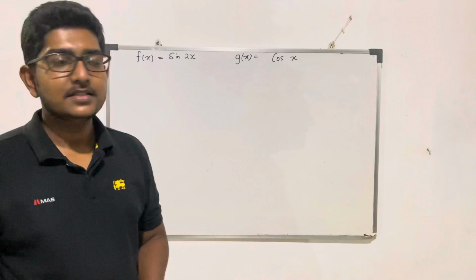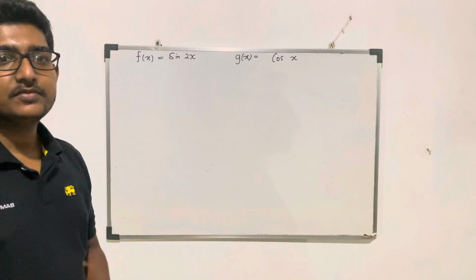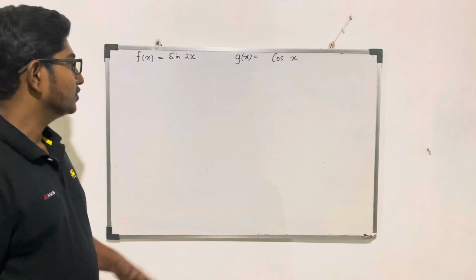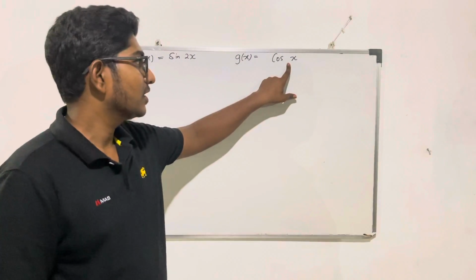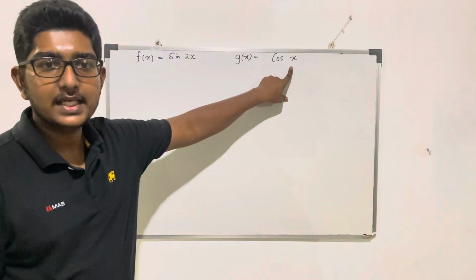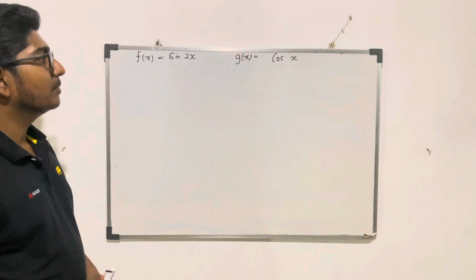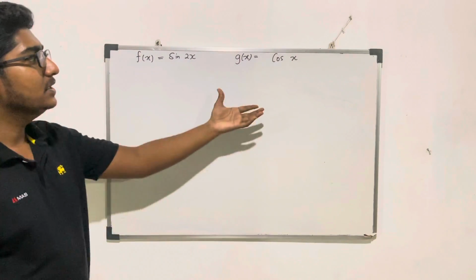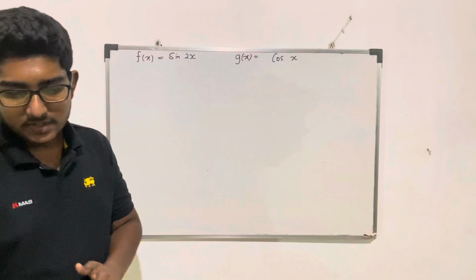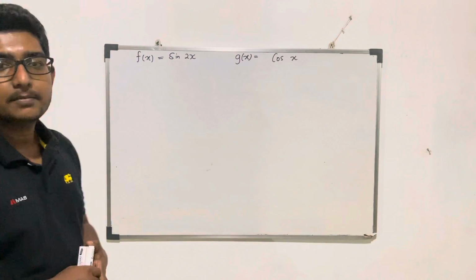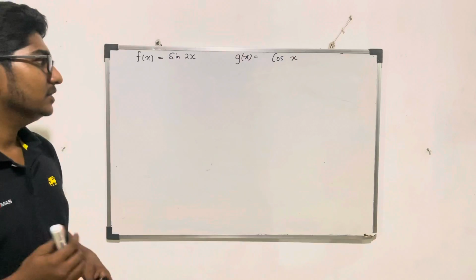Question number 10. This question is regarding applications of integration. So here we have two functions. You have to change the angle of this function. It is cos x, not cos half x. So we have to obtain the area bounded by these two functions, and x equals 0 and x equals pi by 2.